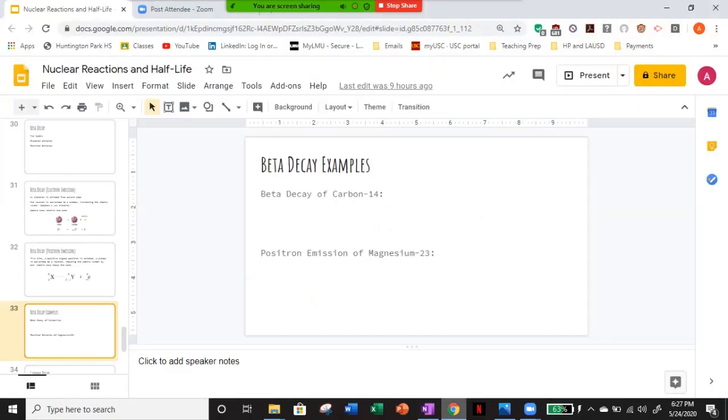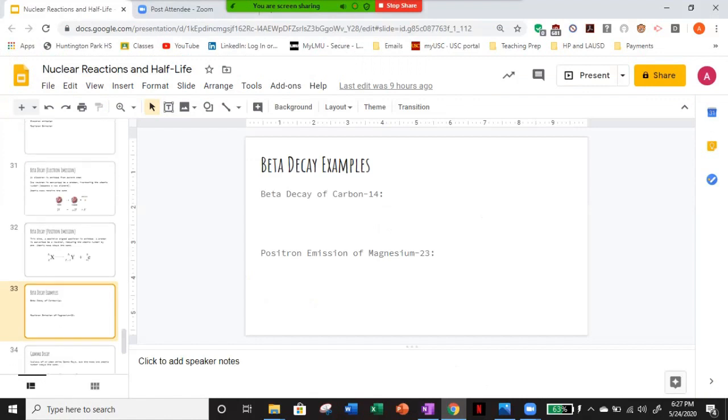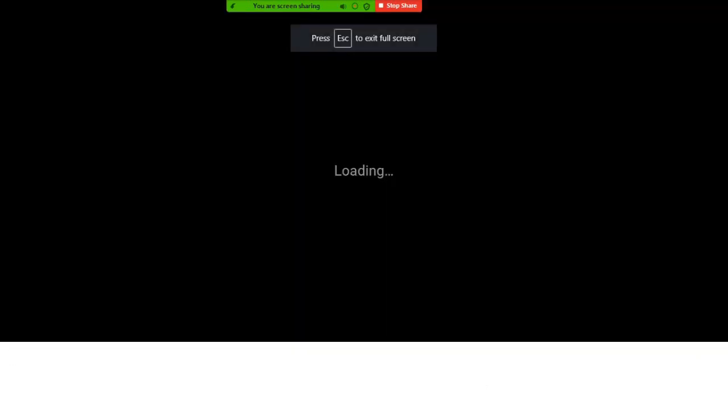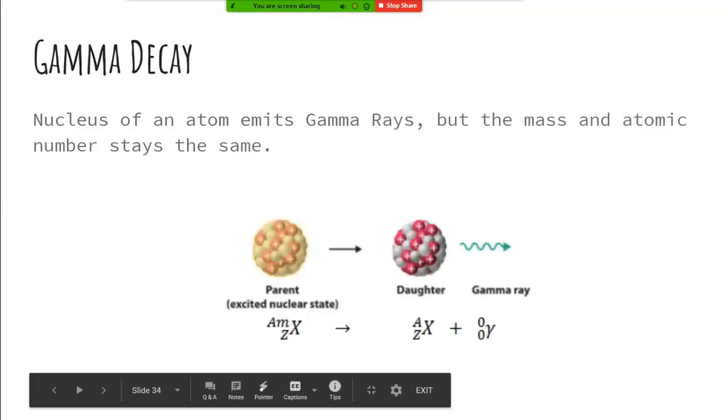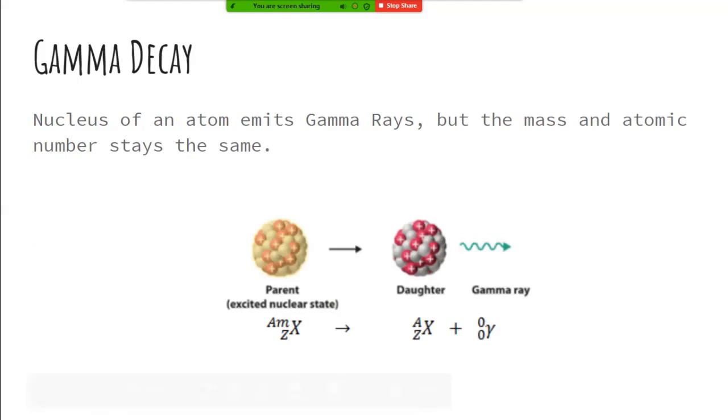The last one is actually very simple because you don't have to change anything. The last one is gamma decay. This is when a nucleus emits gamma rays, and this causes the mass and atomic number to stay the same. So the neutrons and electrons stay the same, but they have so much energy that they just emit a gamma ray.